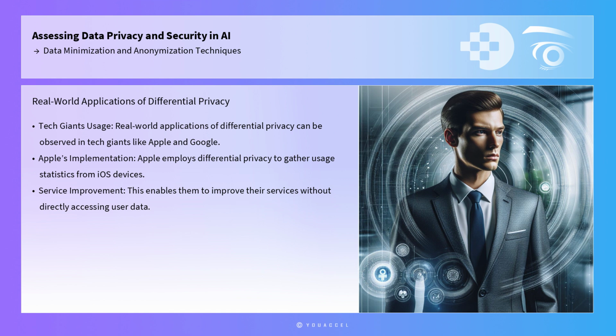Real-world applications of differential privacy can be observed in tech giants like Apple and Google, which use this technique to enhance user privacy while collecting insights from user data. For example, Apple employs differential privacy to gather usage statistics from iOS devices, enabling them to improve their services without directly accessing user data.